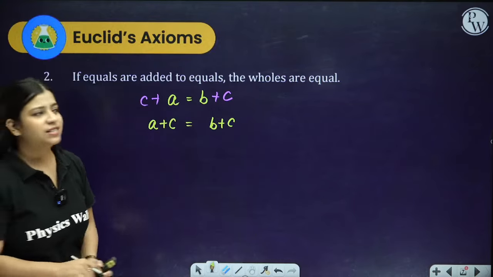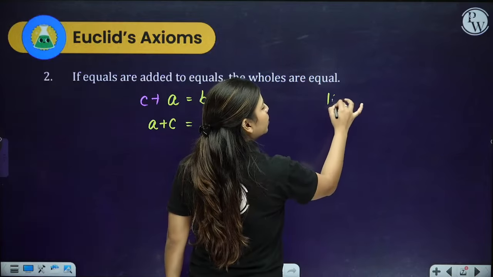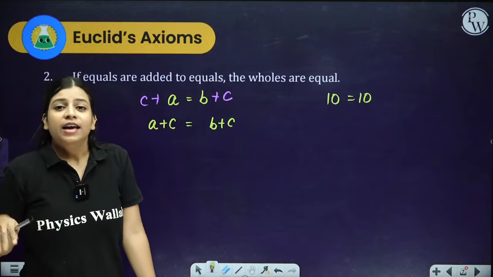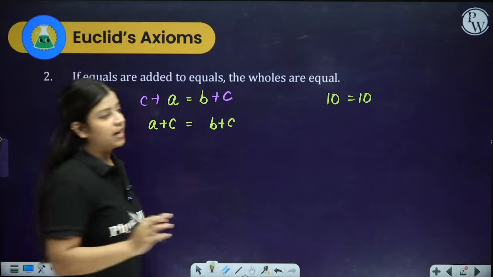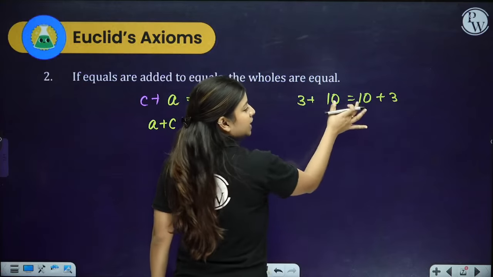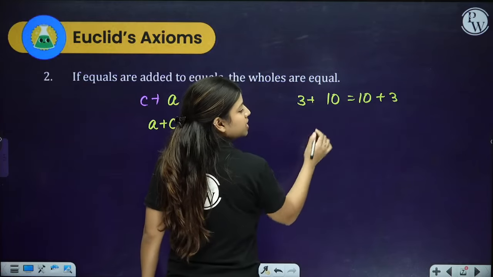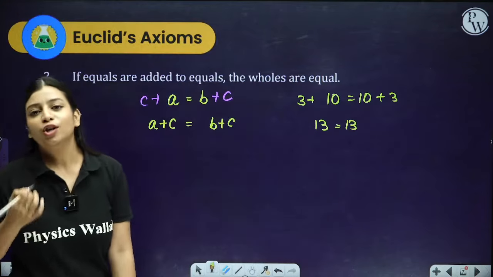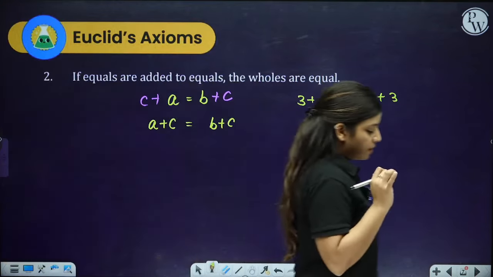Let's take one more example. We know that 10 is equal to 10, right? If we add 3 to both sides, equals added to equals, the result will also be equal. This is what Euclid's second axiom means.